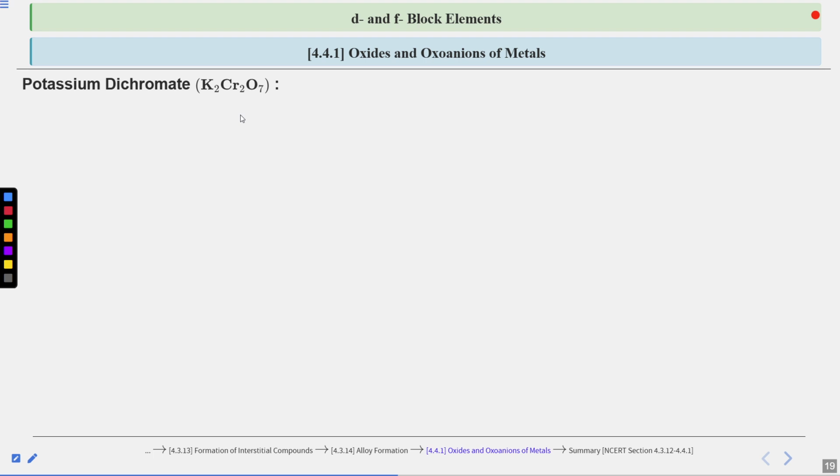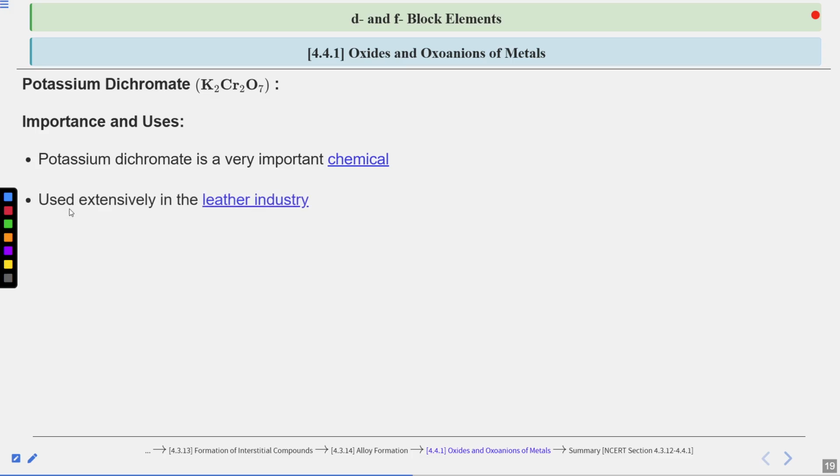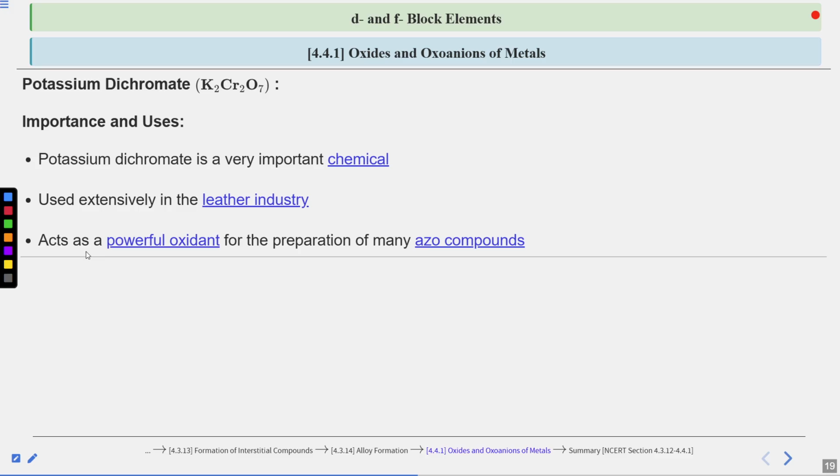Let's talk about the compound potassium dichromate, K2Cr2O7. What is the importance of this compound and what are its uses? Potassium dichromate is a very important chemical. It is used extensively in the leather industry. It acts as a powerful oxidant in the preparation of many azo compounds.